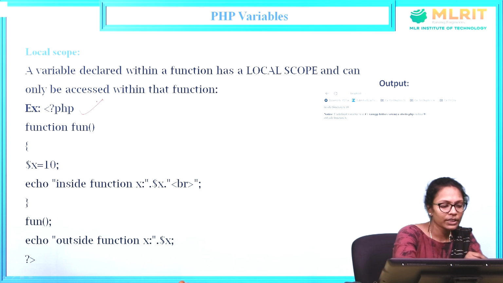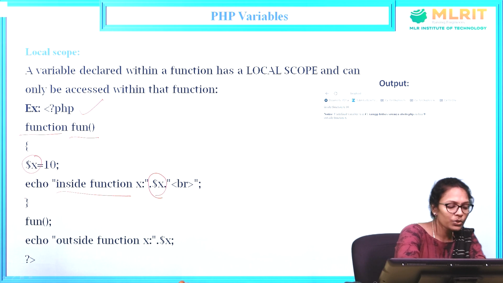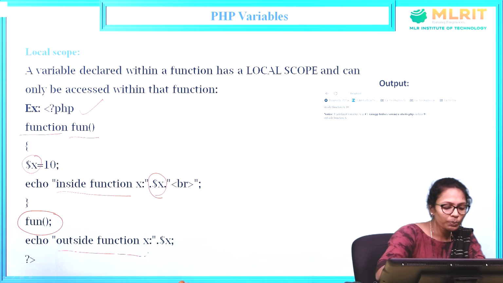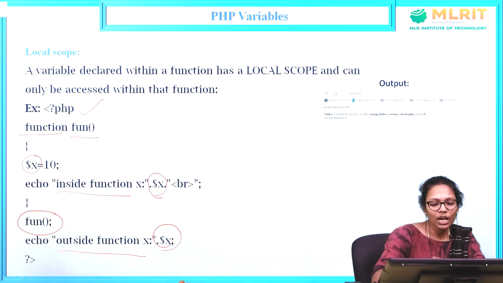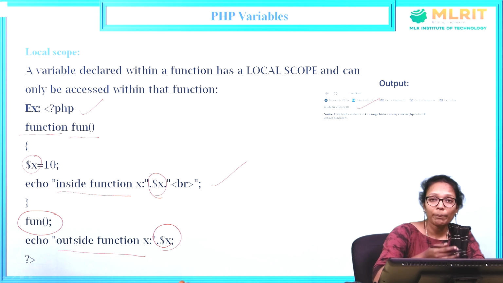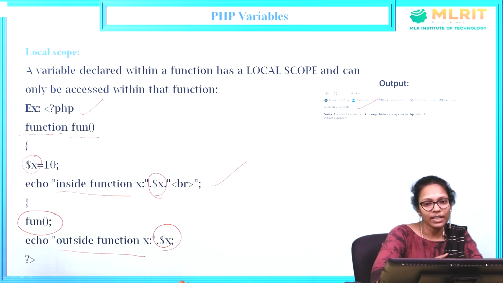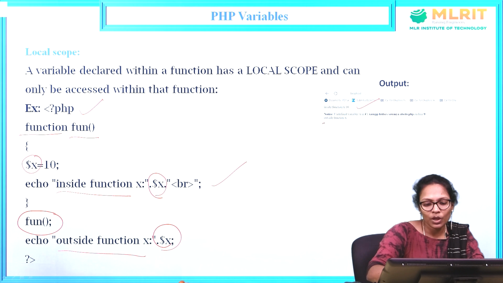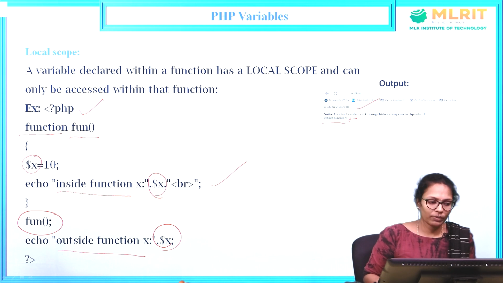In PHP, you start the code and use the function keyword to create a function, and within this function, I am declaring a variable called $x. Inside the function, you print this value $x, and after closing the function, you call it. After that, you again try to print $x. Inside the function, yes, I will get the value, because it's a local variable. But if you come out of that function, I cannot access that local variable. So outside the function, x is nothing. You're not getting any value, because it's a local variable.